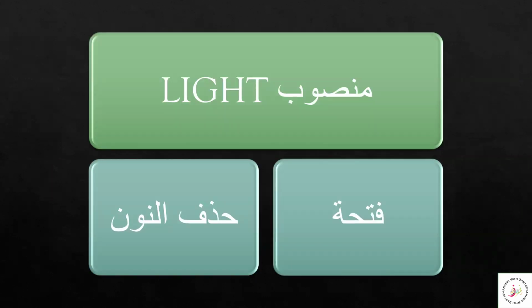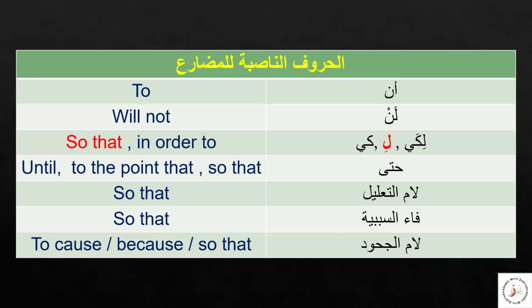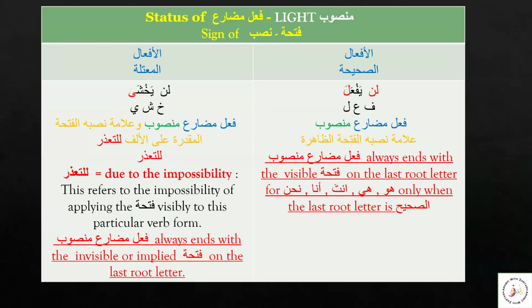Then we learned about the light state or the mansub state, and the signs were the fatha and the hadhf noon. We know that it can only happen when verbs are preceded by the huruf al-nasiba lil mudari. We have seen them, and inshallah we'll see them in detail as well. We have already done them in the advanced classes, in our balagha classes as well, so you can go through that as well.